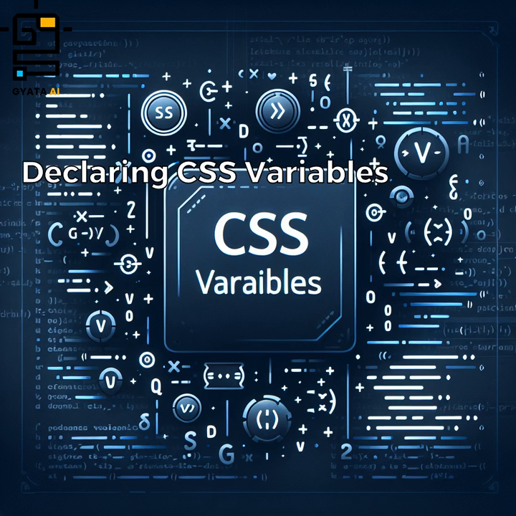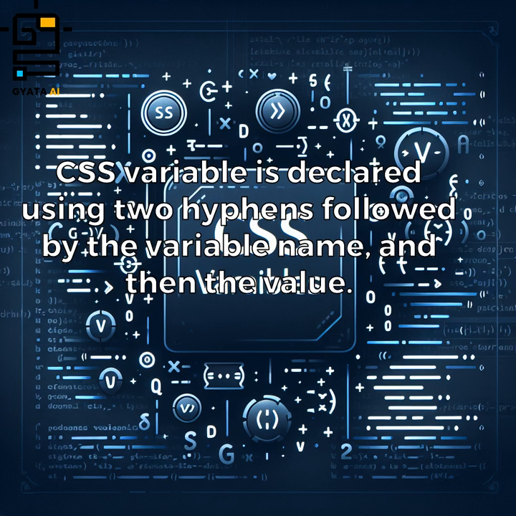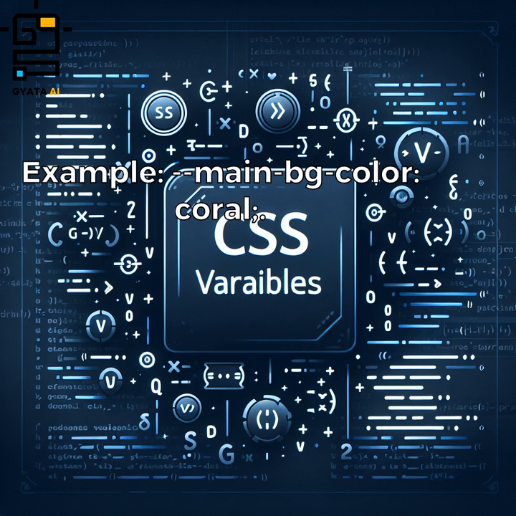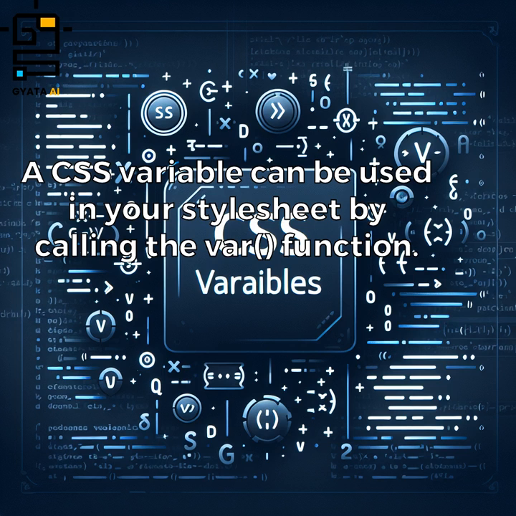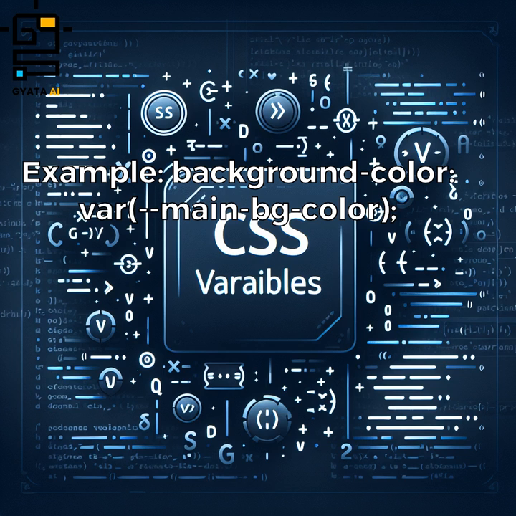Declaring CSS variables. A CSS variable is declared using two hyphens followed by the variable name and then the value. Example: --main-color: coral. CSS variables are case sensitive. Using CSS variables. A CSS variable can be used in your style sheet by calling the var function. Example: background-color: var(--main-color).